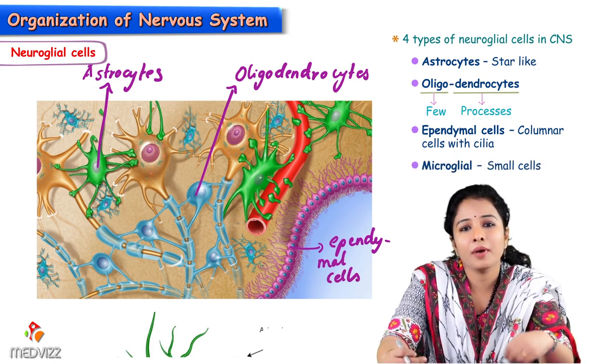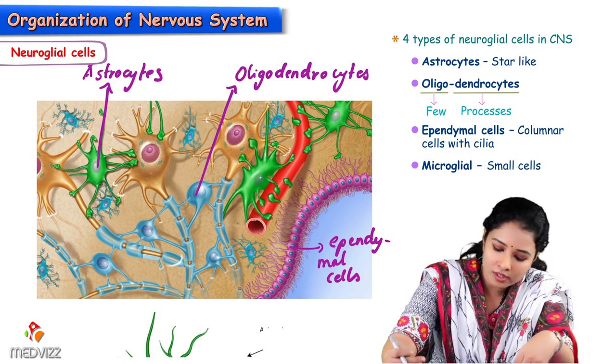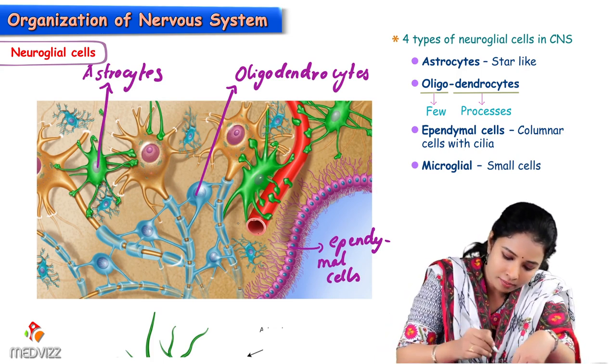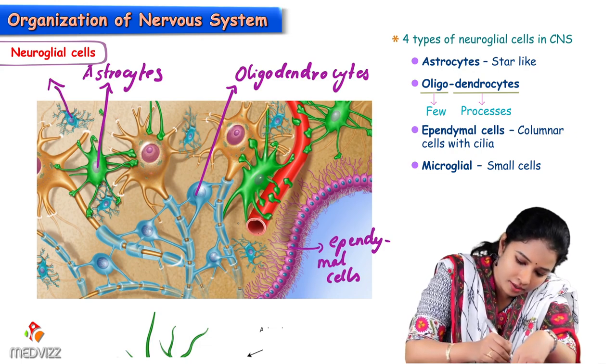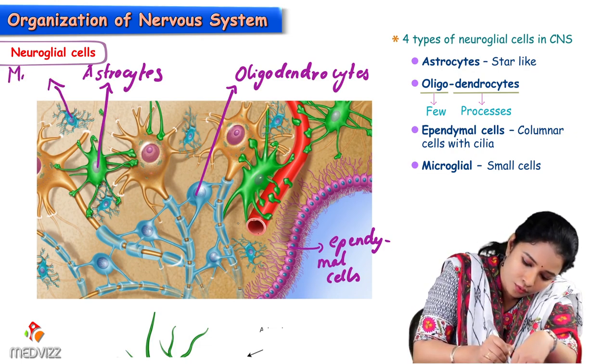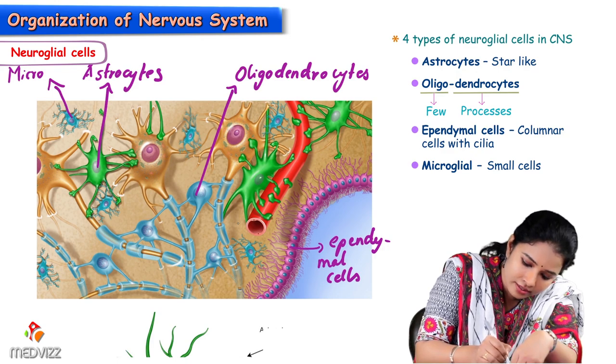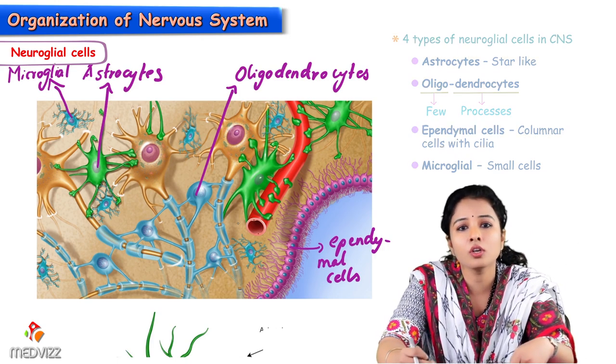And microglia. Micro means small. They are small cells, so they are called microglial cells. So these are microglia. These are the four varieties of glial cells or neuroglial cells. We can say glial cells also.